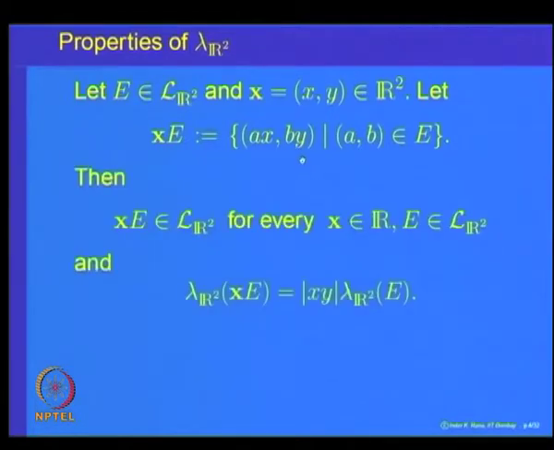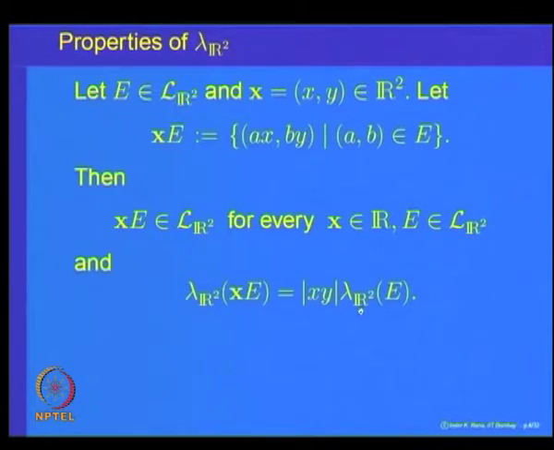So, the claim we want to prove is that for every Lebesgue measurable set E, this multiplied set x dot E is also a Lebesgue measurable set and the Lebesgue measure of this transformed set is equal to the absolute value of x y, where x is the first component of the vector x and y is the second component of the vector x, times the Lebesgue measure of the set E. So, let us see how we prove this property.